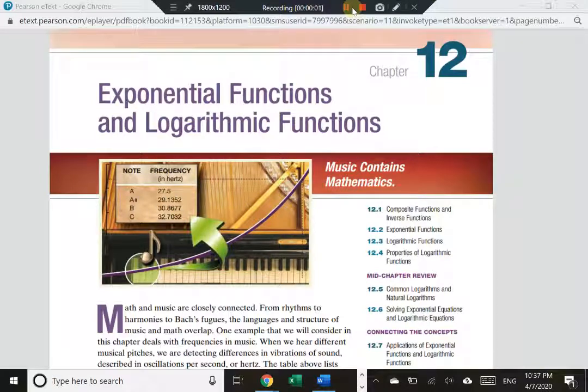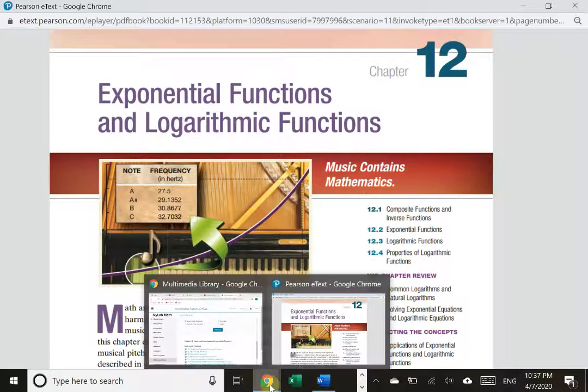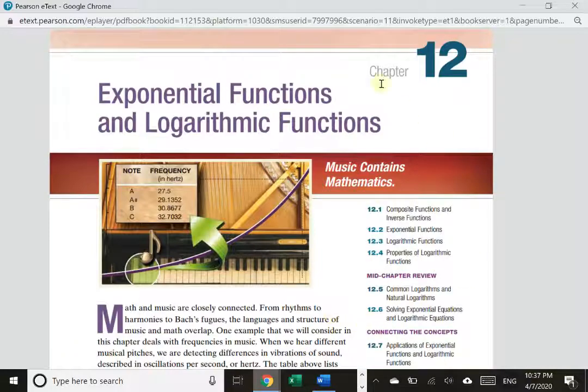Hello everyone, we are in chapter 12, and in chapter 12 we're going to look at exponential functions and logarithmic functions. In this lecture we're going to take a look at section 12.1, which talks about composite functions and inverse functions. So that's the section that we're going to be talking about in this lecture.